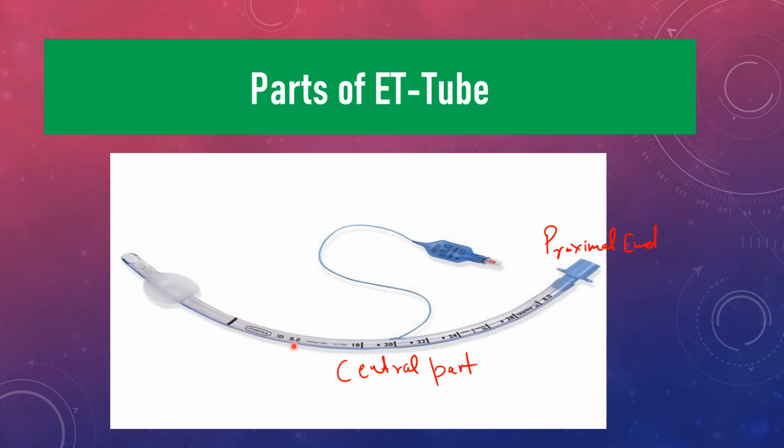Next is the radio opaque line. The ET tube has a radio opaque line. What is a radio opaque line? It is a line that is visible through X-ray. So after inserting the ET tube, we need a chest X-ray to confirm whether the position of the ET tube is proper or not. Next, these are the length indicators in centimeters: 18, 20, 22, 24.